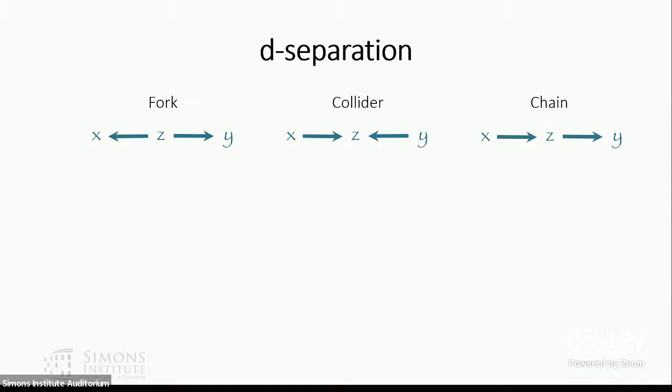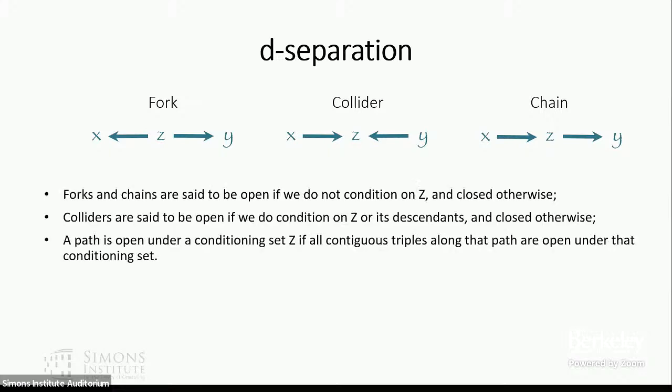I would like to introduce the idea of a path being either closed or open, depending on a conditioning set. We will say that forks and chains are open if we do not condition on Z, where Z is this node in a fork or this one in a chain, and that they are closed otherwise. In the case of colliders, they are open if we do condition on Z or its descendants, and closed otherwise.